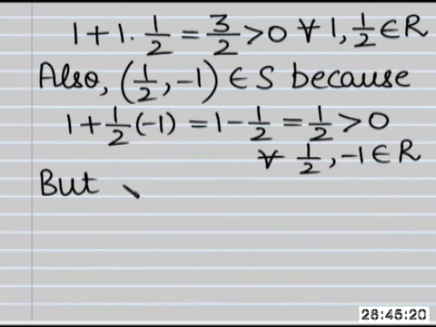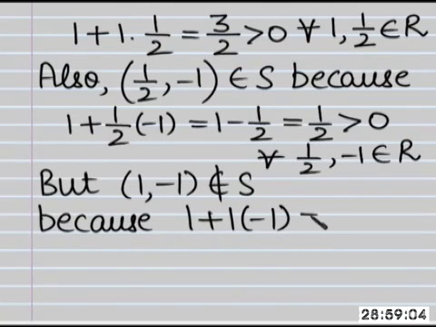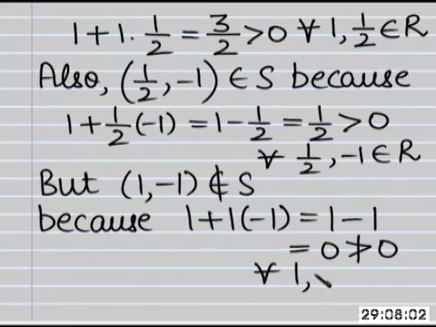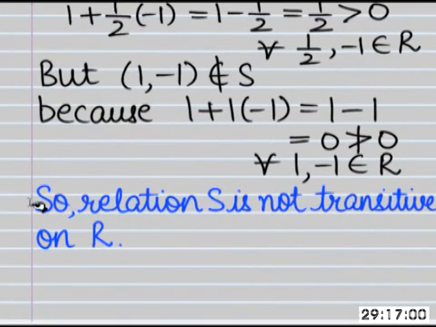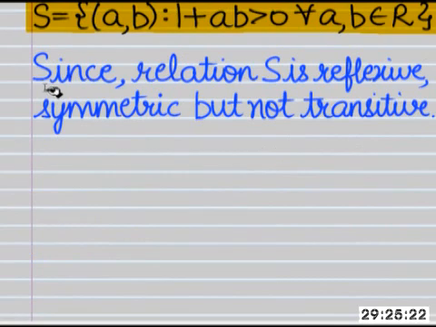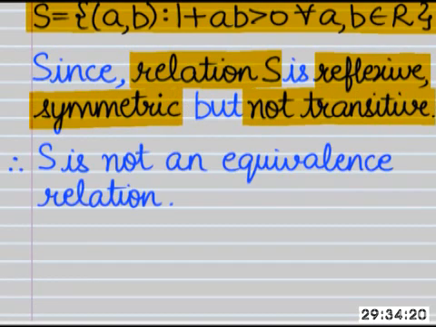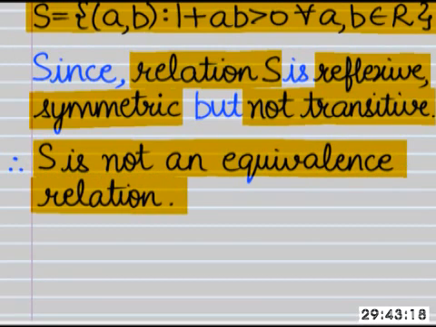But ordered pair (1, -1) does not belong to relation S because 1 + 1·(-1), which is equal to 1 - 1, is equal to 0, which is not greater than 0 for all 1 and -1 belonging to the set of real numbers R. So, relation S is not a transitive relation on the set of real numbers R. Now, since relation S is reflexive, symmetric, but not transitive, therefore, relation S is not an equivalence relation. Hence, the required result is proved.